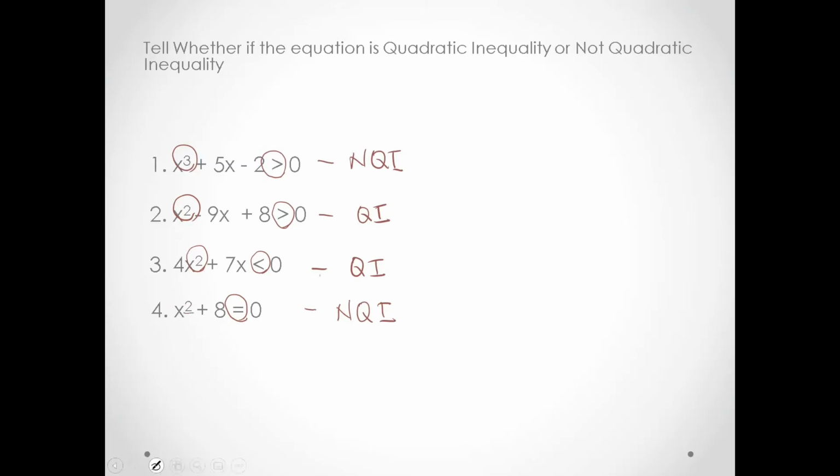So let's move to number 5. This one is considered as not quadratic inequality. Bakit po siya not quadratic inequality? Because we don't have the highest degree of 2. Meron lang tayong 1 na exponent, but we have the inequality symbol. Pero wala nga tayong degree of 2 or the exponent of 2, then this is not a quadratic. So since we know how to identify if the equation is quadratic inequality or not, let's proceed in solving the quadratic inequality.